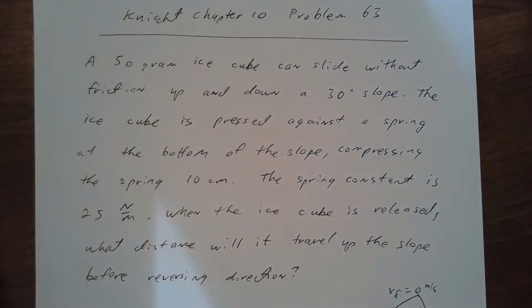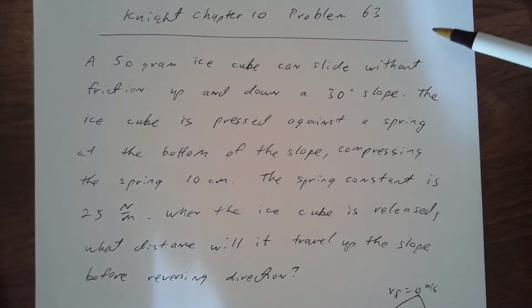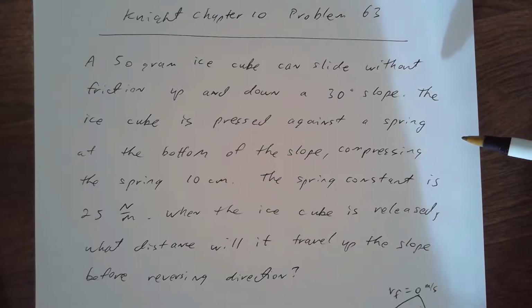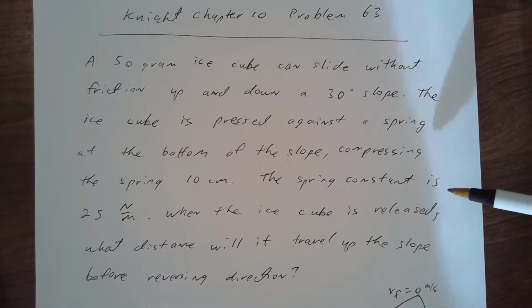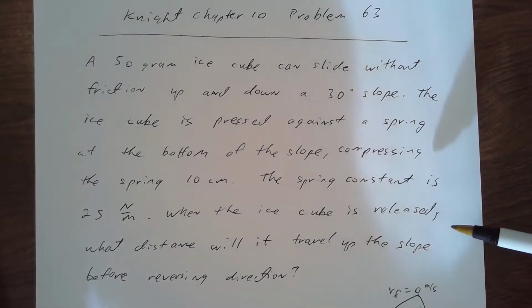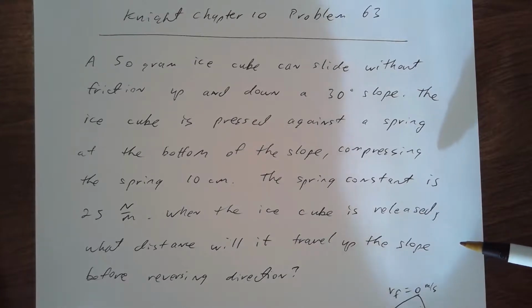So this is a problem from the Knight textbook, Chapter 10, Problem 63. A 50-gram ice cube can slide without friction up and down a 30-degree slope. The ice cube is pressed against a spring at the bottom of the slope, compressing the spring 10 centimeters. The spring constant is 25 newtons per meter. When the ice cube is released, what distance will it travel up the slope before reversing direction?